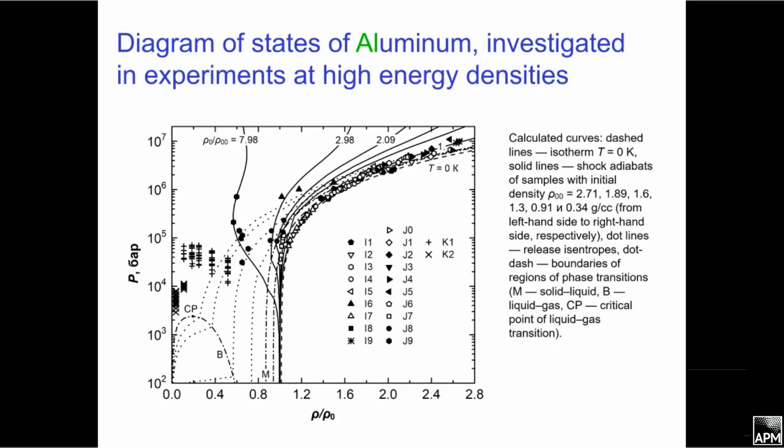Also you can see these dotted lines. These are expansion isentropes of metal from the shock-compressed state down to low pressures, and with this expansion a state of two-phase liquid-vapor mixture can be realized.